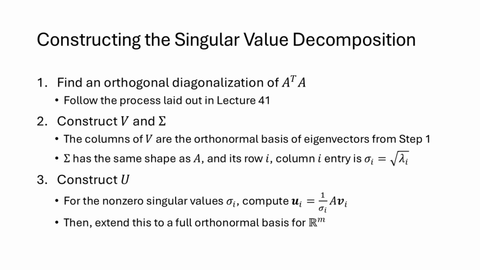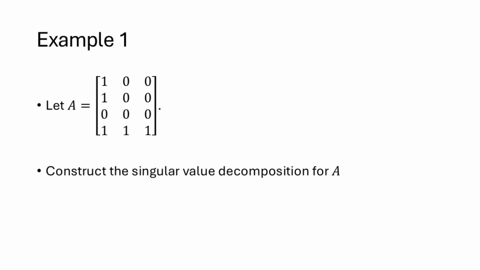And then finally, we construct the matrix U. We start out by computing ui is equal to 1 over sigma i times Avi. We do that for all of our non-zero singular values. If that gives us a full m by m matrix, then we're done. But if not, then we'll extend this to a full basis for Rm using the process that we talked about. Okay, let's work through an example.